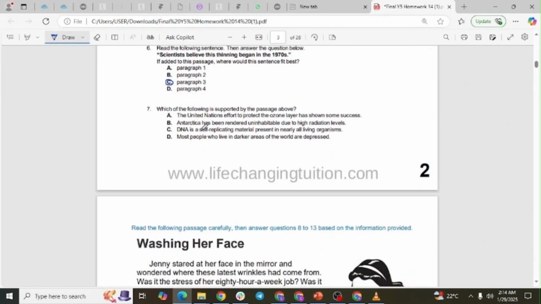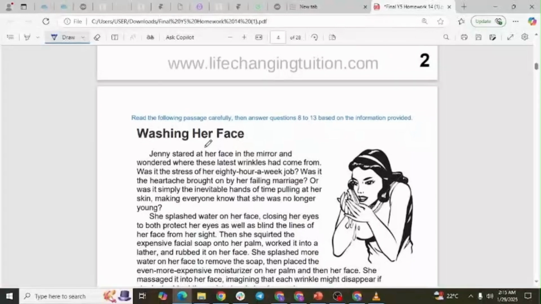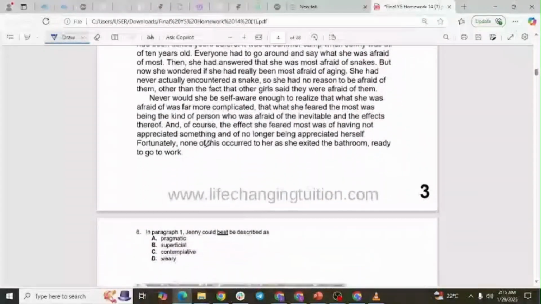Question 7. Which statement is supported by the passage? A. The United Nations' effort to protect the ozone layer has shown some success. B. Antarctica is now uninhabitable due to radiation levels. C. DNA is a self-replicating material present in most living organisms. D. People who live in darker regions of the world are usually depressed. Answer. A. Explanation. After the UN agreed to reduce certain chemicals in 1986, the ozone layer has been steadily recovering, indicating that these efforts are helping. Read the following passage carefully, then answer questions 8 to 13 based on the information provided.